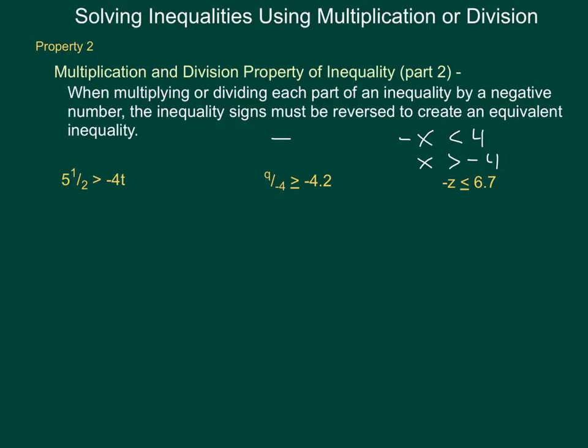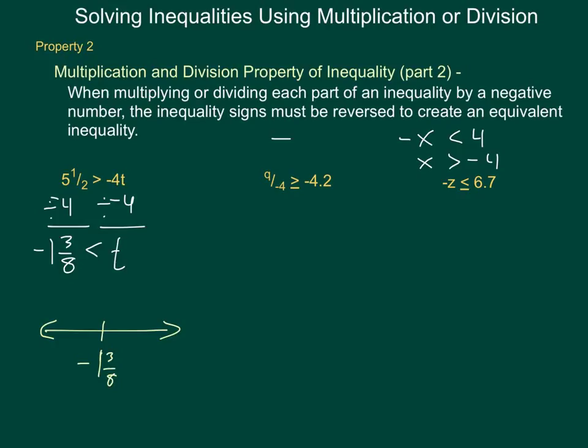So let's take a look at solving some inequalities with this property. Our first one, 5 1/2 is greater than a negative 4t. Because I see multiplication, I'm going to divide both sides by negative 4. Since I am dividing by a negative number, I'm going to reverse the direction of my inequality sign and then carry out my division. So 5 1/2 divided by a negative 4 will give me a negative 1 3/8. So on my number line, in the center I'm going to place a negative 1 3/8.